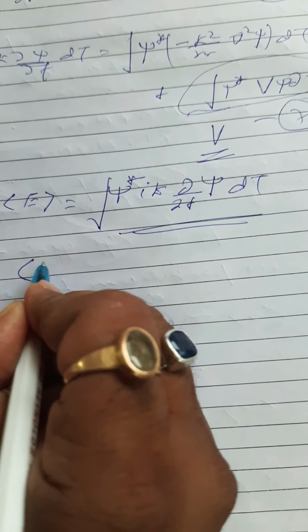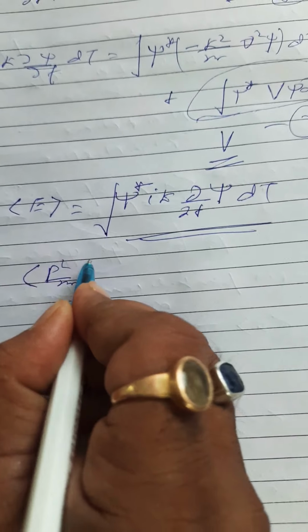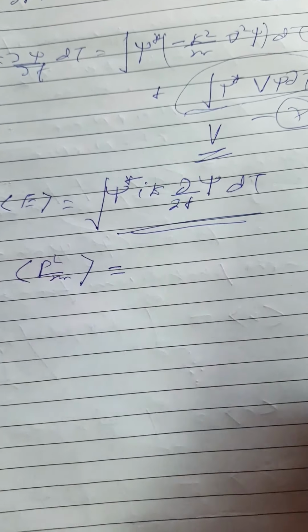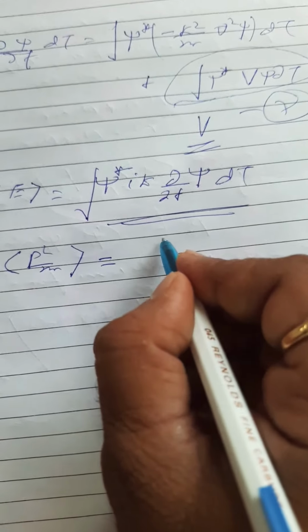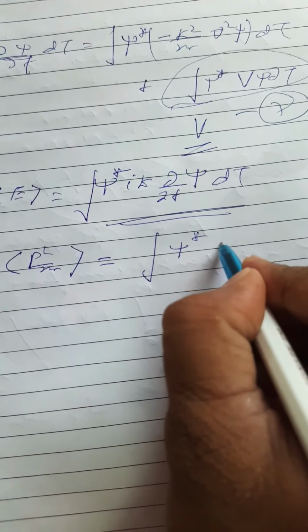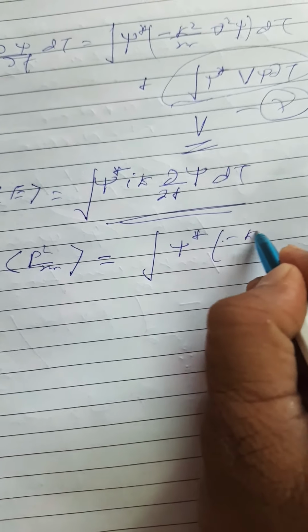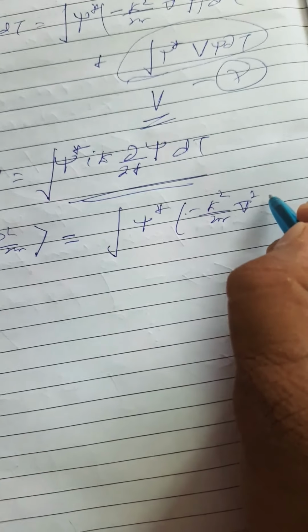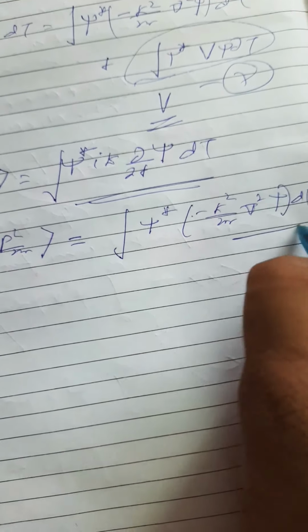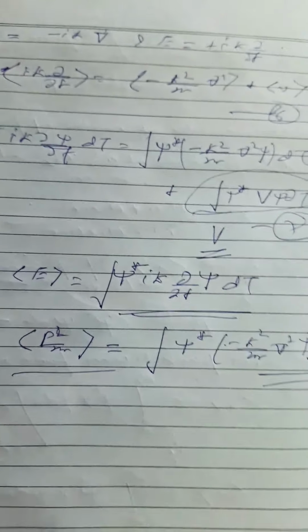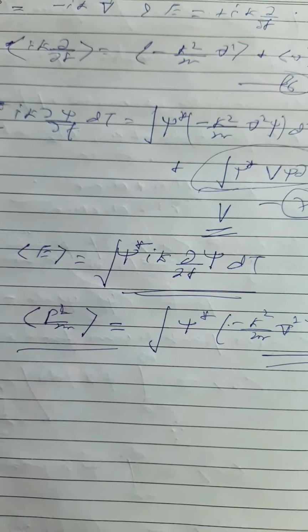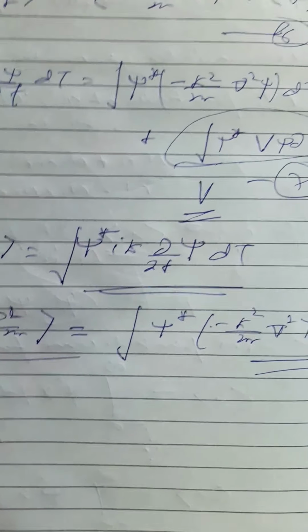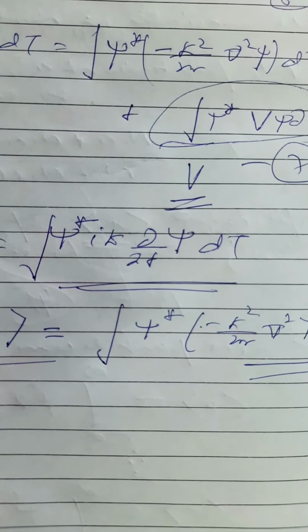Say, for example, we again have to find the expectation value of p squared by 2m, which is the kinetic energy. So we take psi asterisk on the left hand side, the operator minus h cross squared by 2m del squared, acting on psi, with d tau. So this is the basic method of finding the expectation value for observable quantities.